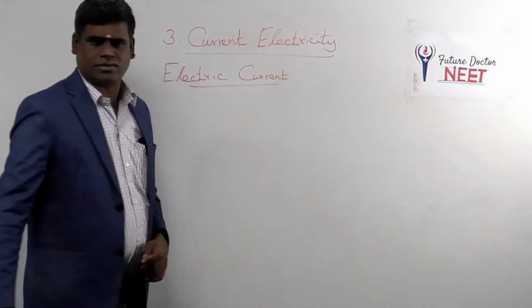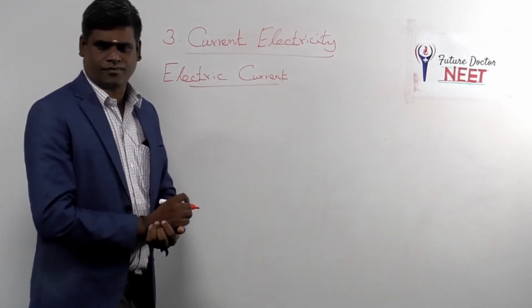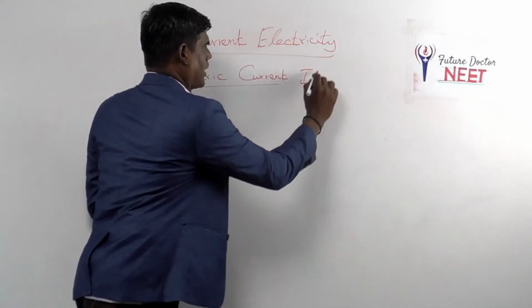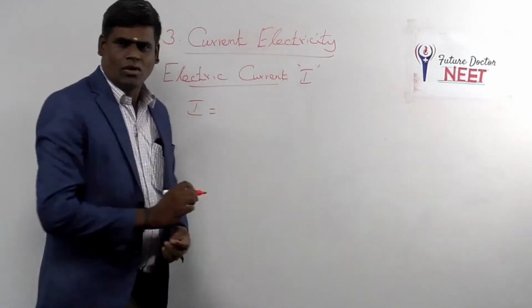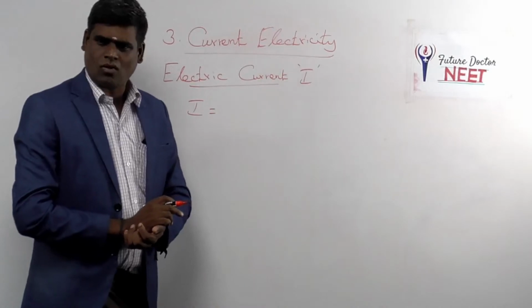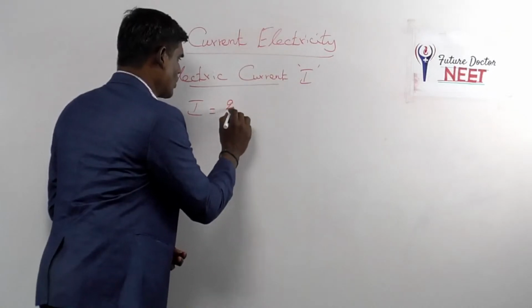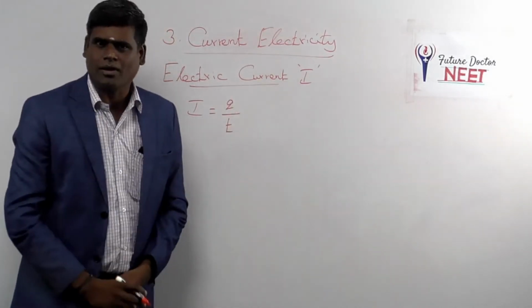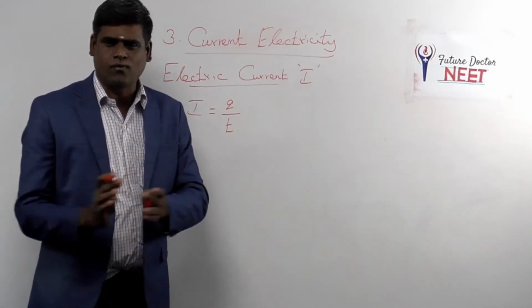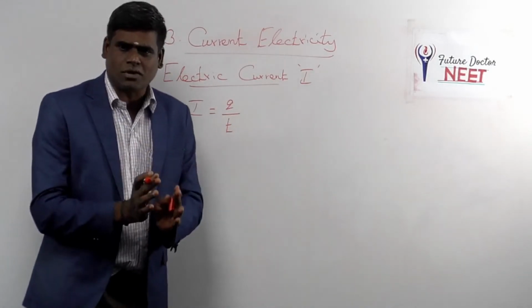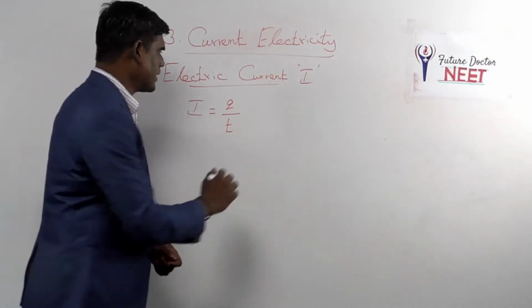What is electric current? What is the symbol of electric current? What is the unit of electric current? Symbol of electric current is I. Electric current is the rate of flow of charges, or flow of charges in a unit time. I equal to Q by T, where I is current, Q is charge, T is time. That is the amount of charge that flows in a given time.